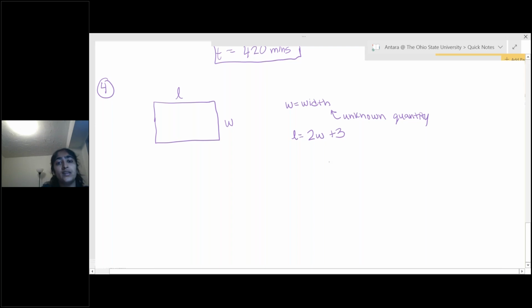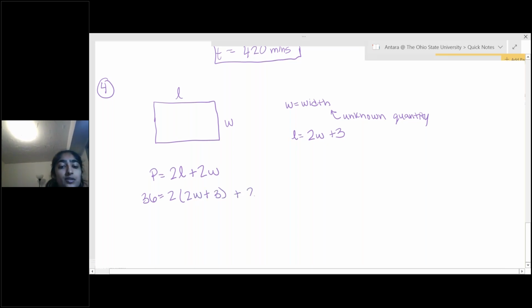And we know that the perimeter of the garden is 36 yards. So the perimeter in this case is going to be L plus W plus L plus W, which is going to be 2L plus 2W. So the perimeter, which I'm just going to call uppercase P, is P equals 2L plus 2W. And we know what P is, 36. And we know what L is in terms of W. So we're just going to plug that in.